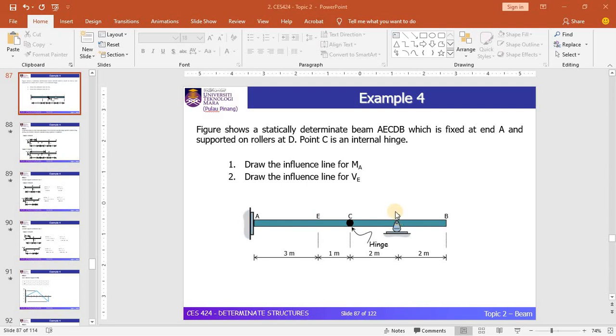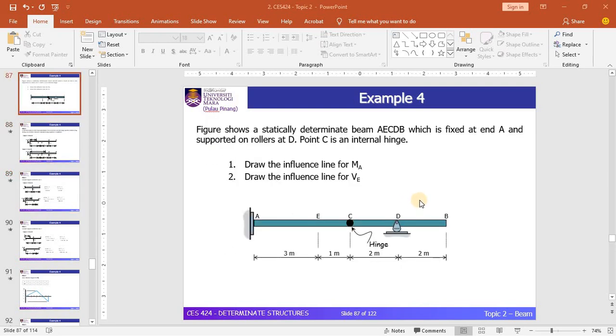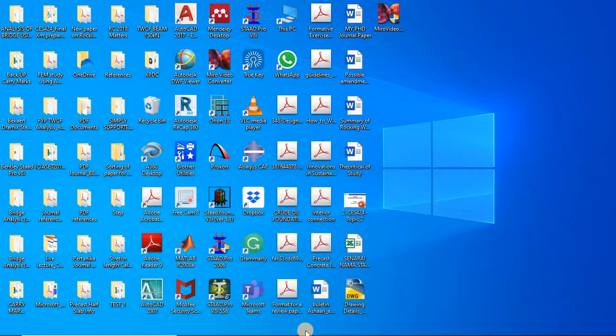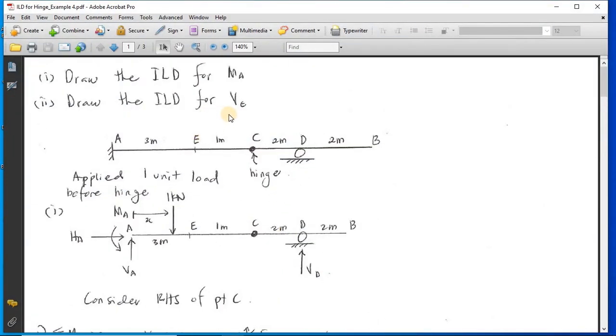Actually I don't want to use the solution in this slide to discuss the answer. I would like to use my own handwritten solution that you can see in this slide in a PDF form. Don't worry, I'll attach these files together in a Google Classroom with the video in the YouTube that I'm going to upload later. So without further ado, let's discuss this problem by using this solution.